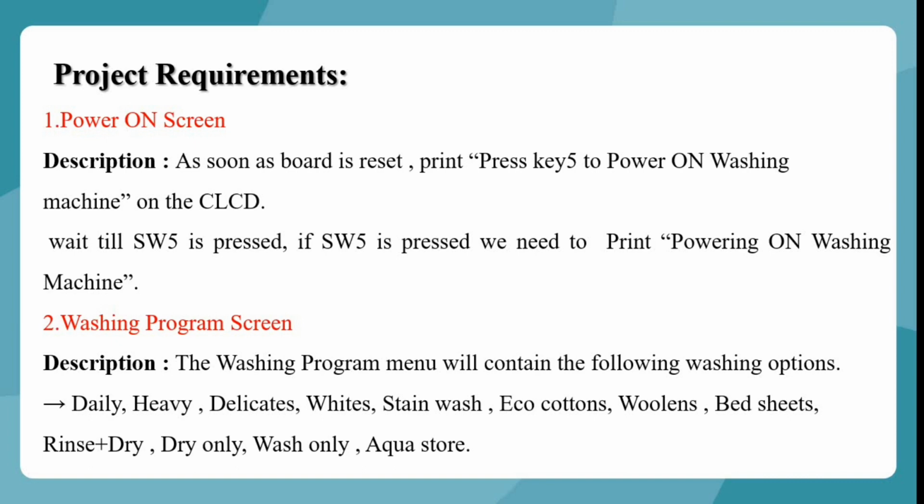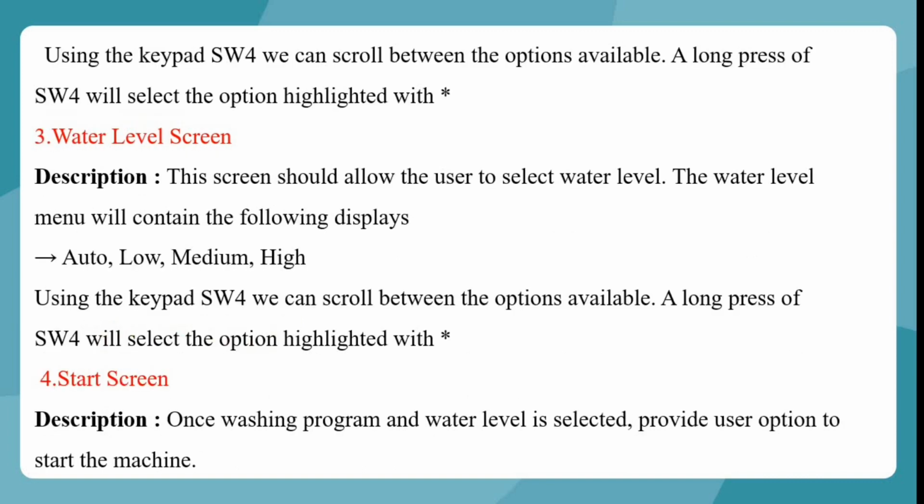The second one is the washing program screen. The washing program menu will contain the following washing operations: daily, heavy, delicates, whites, stain wash, eco cottons, bed sheets, and options for dry wash only, wash only, or aqua store. These are all options available on the washing program, which are displayed on the CLCD. Using keypad switch 4, we can scroll between the options. A long press of switch 4 will select the option highlighted with an asterisk.